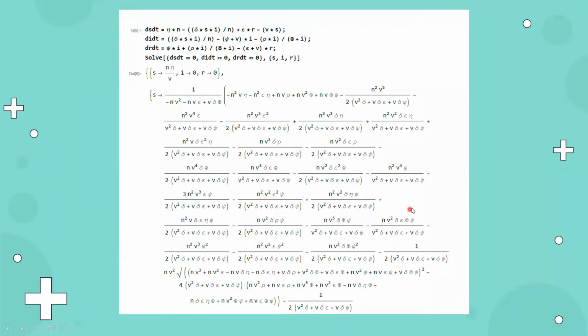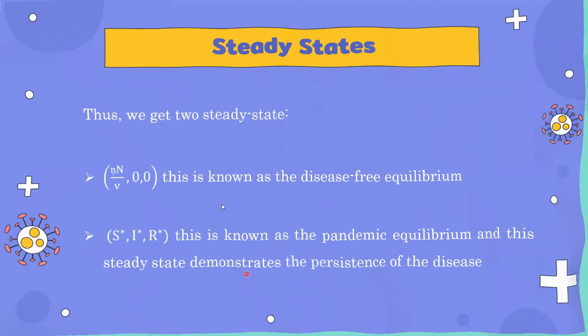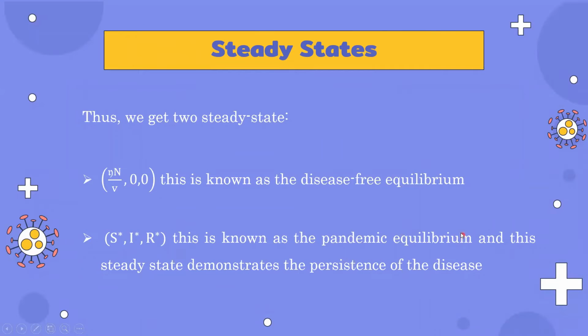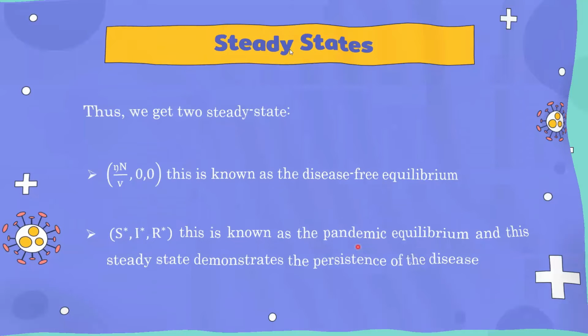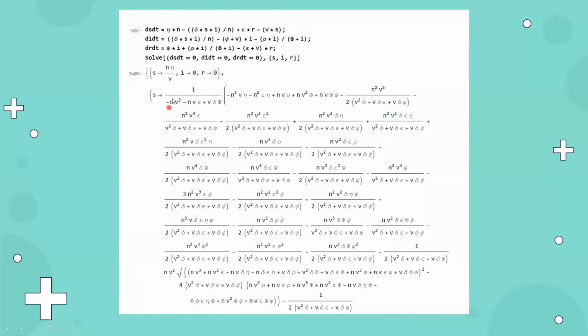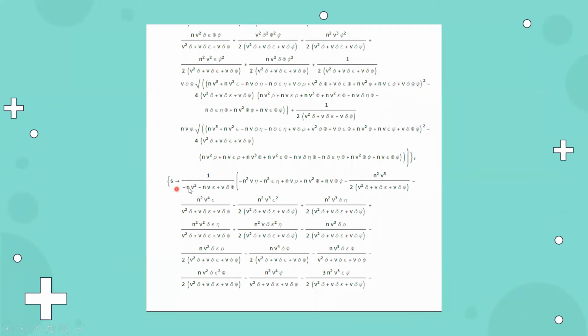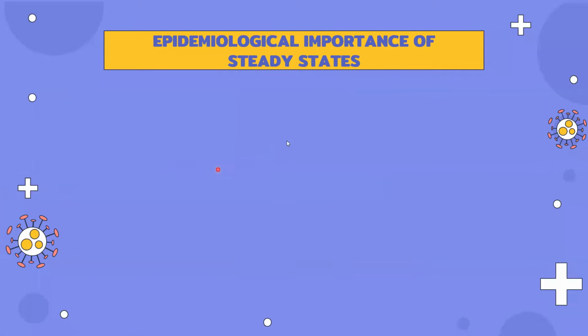Okay, just now we already talked about the pandemic equilibrium. For this steady state, we use Mathematica to calculate the steady state. So this is the steady state that we obtained. The first one, this one for pandemic, and the second one is this. Now let's talk about the epidemiological importance of steady state.